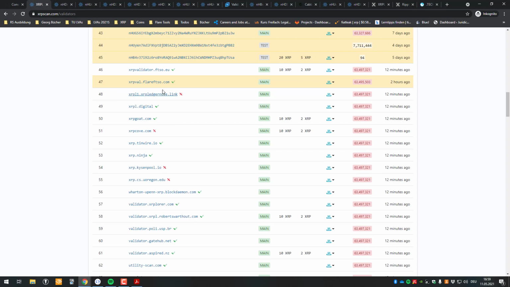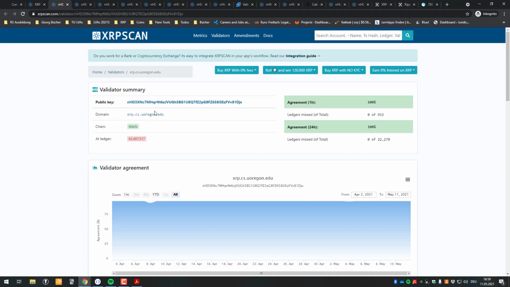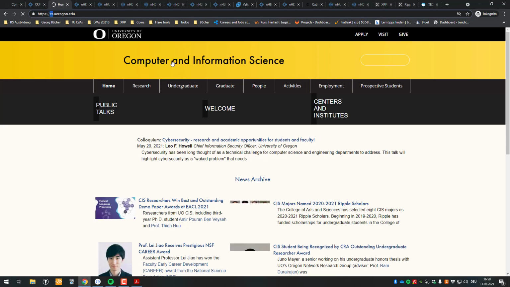So we've got here the first part, so we're just gonna remove the XRP. So cs.jurgen.edo, so CS for computer science, I guess. So we can see now the official website, so computer and information science, yep. And it's the actual University of Jurgen, maybe also running an XRP validator.